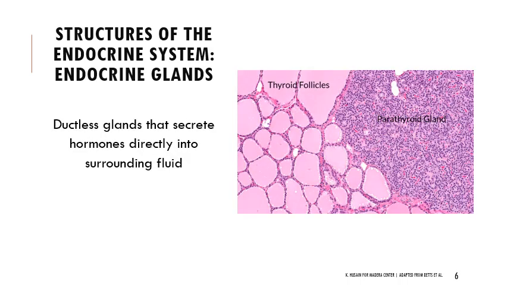So there's different structures within the endocrine system, and when we talk about those endocrine glands, what we mean are ductless glands. So when we say ductless, we mean that they don't have a tube or an opening that goes out into our external environment. So for example, we have salivary glands that produce saliva that travels through a duct and then it goes into our mouth, which is technically the external environment.